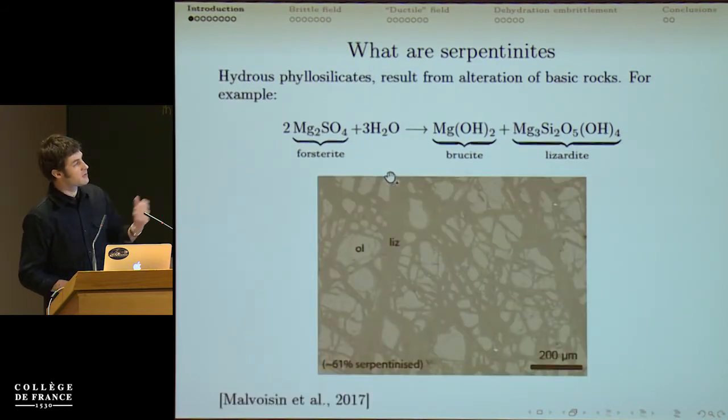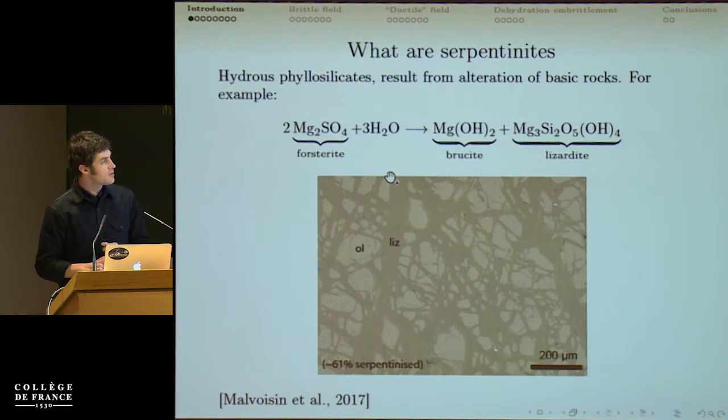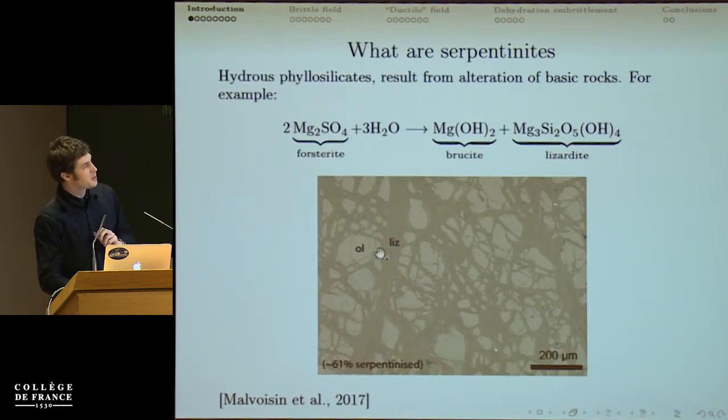Rocks that are altered like this look like this picture, which I take from the paper by Malvoisin. I don't know exactly where they're from, but anyway, this is about 61% serpentinized olivine rock. You have these olivine cores surrounded by this kind of mesh texture. In that case, that's lizardite, completely altering the rock. This is what it looks like when you look at the bottom oceanic floor, for instance, in exhumed rocks.